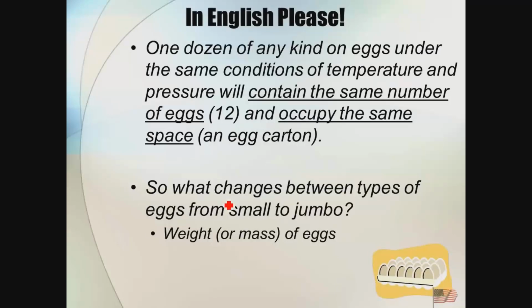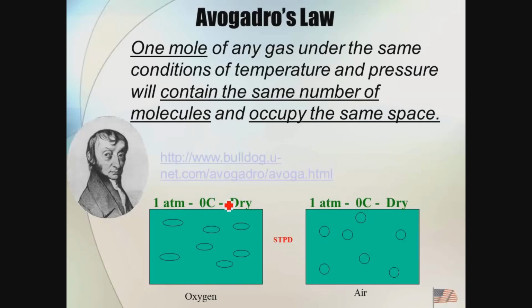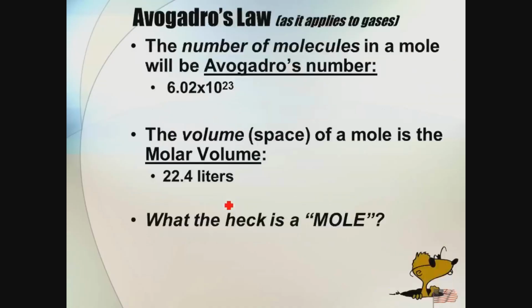When we talk about a dozen eggs, we know that the dozen eggs are the same number, 12. They occupy the same space as an egg carton. What is different is the mass that is present for each of the gases. Same is true back here. Oxygen has a different mass than air does. The number of molecules in 1 mole is 6.02 times 10 to the 23rd, which is a huge number of molecules that are present. The space that they occupy is 22.4 liters.